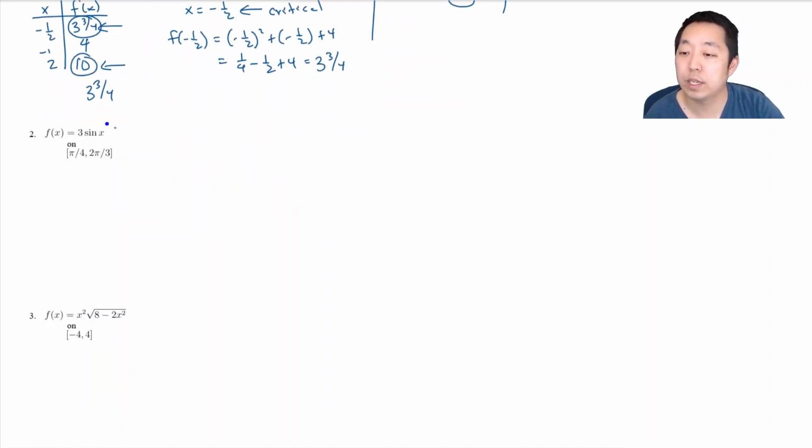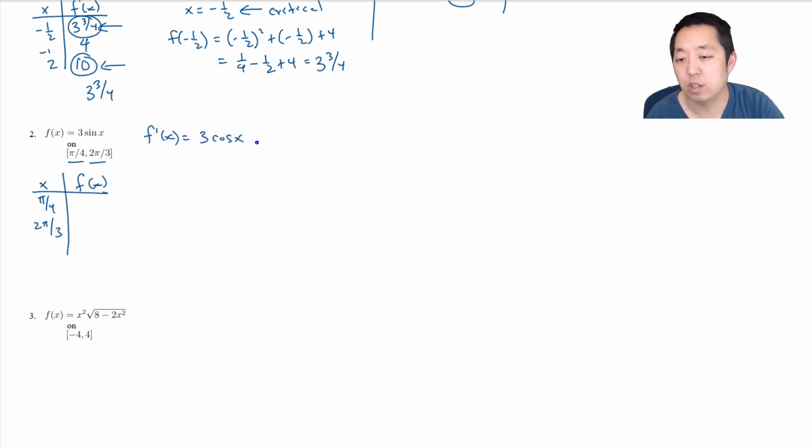So we're going to do the same thing here. I want to check the endpoints. So if I were to create my table here, I want to check the endpoints, and then I want to check any critical numbers. Critical numbers are where the derivative is equal to 0. So the derivative of 3 sine x is just 3 cosine x, because the derivative of sine x is cosine x, and the 3 just sits there because it's a constant in front. And that's equal to 0. So I need to know when cosine of x is equal to 0.